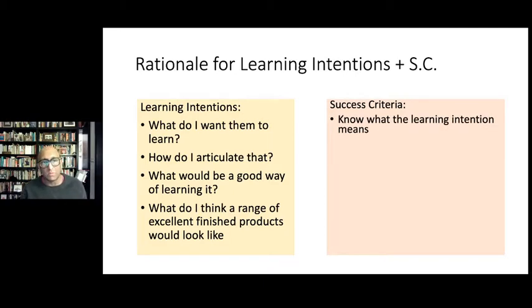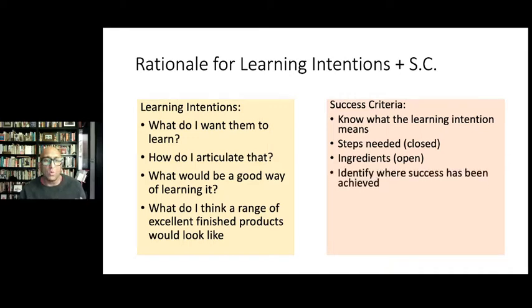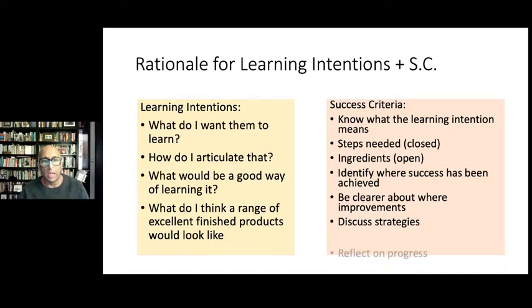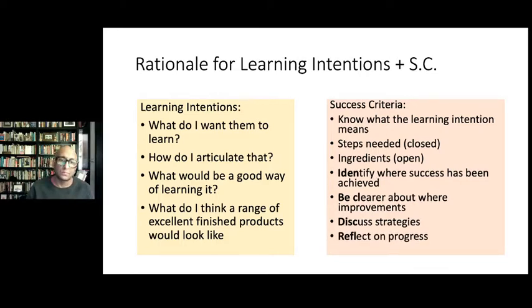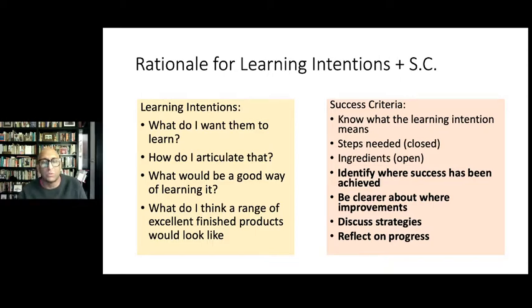The success criteria, the rationale for them, is a little bit different. The success criteria help us articulate what the learning intention actually means. If it's a closed success criteria, it tells us the steps I need to do to be successful. If it's an open one, and we'll get to open and closed in a second, I know the elements or ingredients I need. With success criteria, I can better understand when I've met them and been successful. I can be clear about where I need to improve, and I can start to discuss strategies for making those improvements. So success criteria build up into feedback being effective. And then, of course, I can reflect on what I've done. It's these last four that are really crucial for peer marking, self-assessment, and feedback.